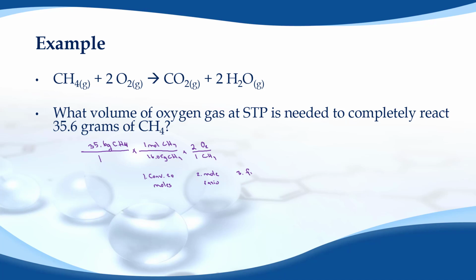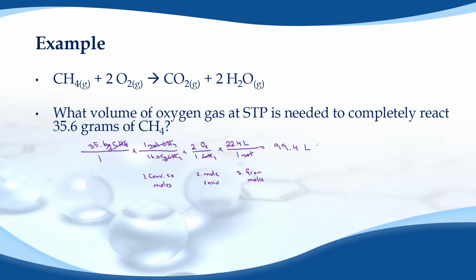The question wants us to be in liters. Now we have a couple of ways to get to liters of a gas. If we're not at standard temperature and pressure, we'd use the ideal gas law. But because we are, we can just use 22.4. Right? So times 22.4 liters over 1 mole. Cancel out all the units. We're left only with liters of O2, which is what we're looking for. And it gives us a final value of 99.4 liters of oxygen.